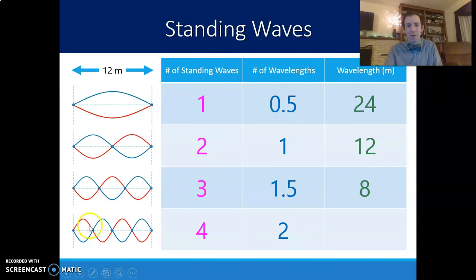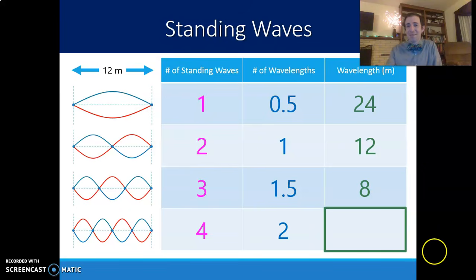All right, this last one, I would like you to predict what is the measurement, how many meters is 1 wavelength here? If end to end, this is 12 meters, and overall, that has 2 wavelengths. All right, if you can fit 2 wavelengths in 12 meters, that means each wave is exactly 6 meters.